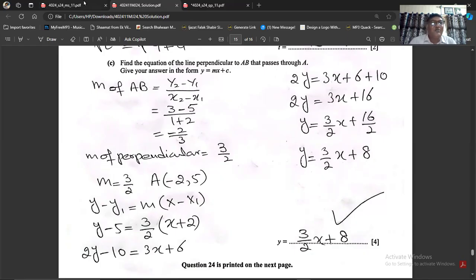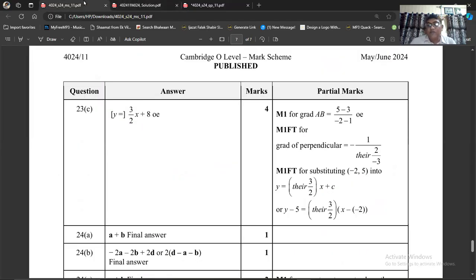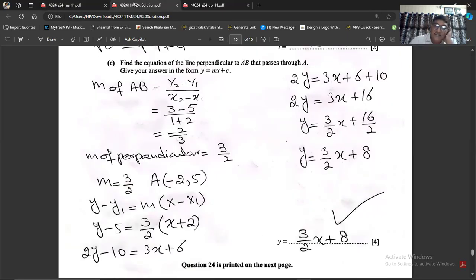So this is how you will find the equation of the perpendicular, which is passing through the point A. So our answer, you can see, is right. This is how this is done. I hope you understand.